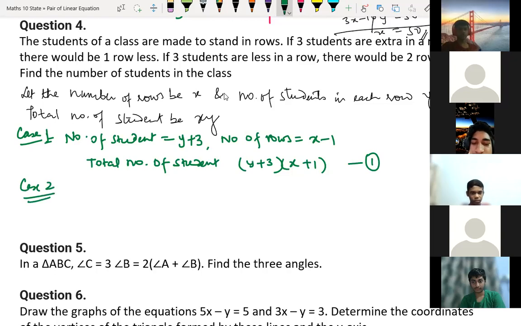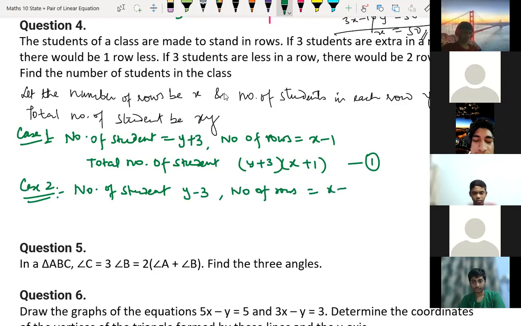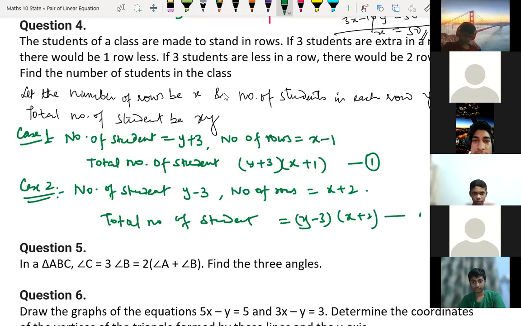Okay, fine. Case 2 is where 3 students are less. The number of students is what? So, y minus 3, and the number of rows is x plus 2. Then the total number of students is equal to x plus 2 into y minus 3. And you should get the second equation. Yes, sir. That's it.